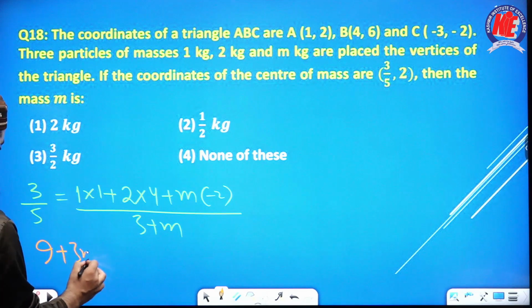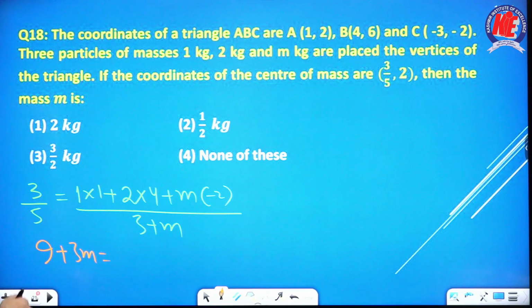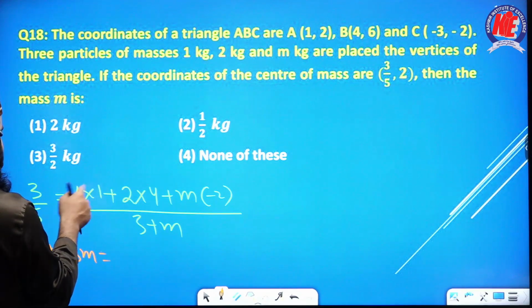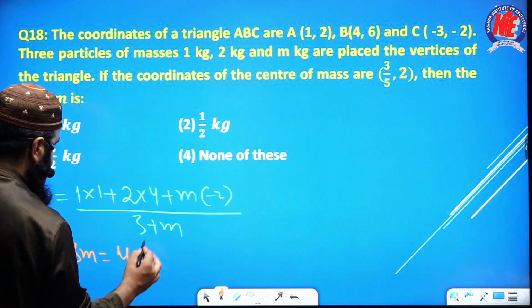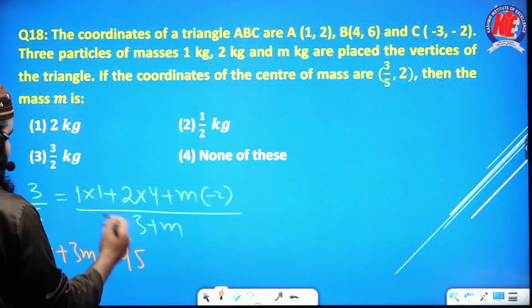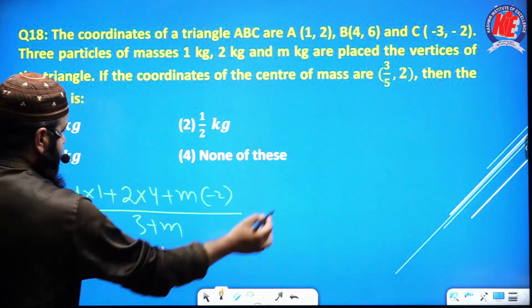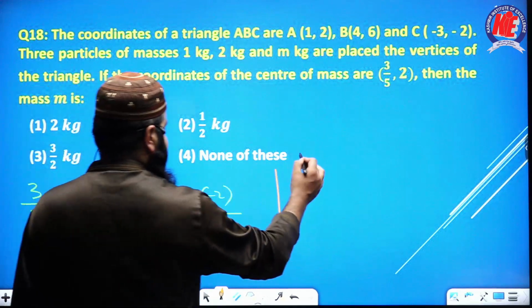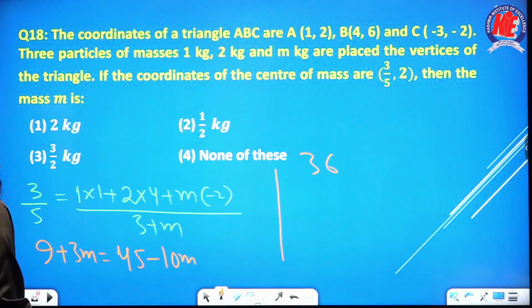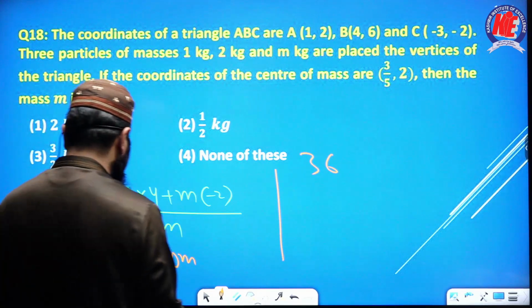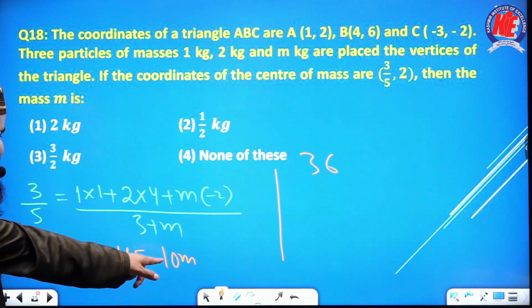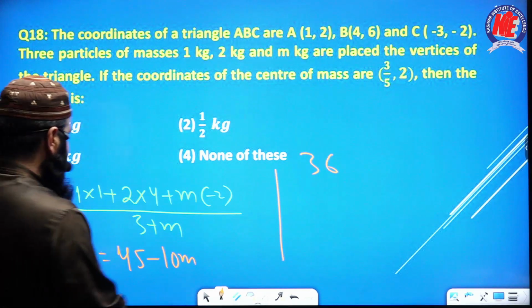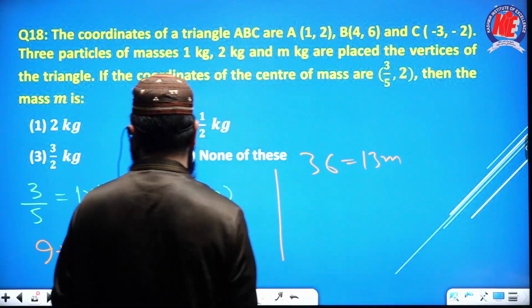9 plus 3m, 3 3s are 9 and 3 into m is 3m, is equal to... come here: 1 1 and 1 plus 4, 2 and 8, 8 plus 1 is 9, 9 5s are, if I'm not wrong, 45, and from here -2m into 5 is -10m. Let us simplify it further. Bring the 9 there: 45 minus 9 will be 36. Bring -10m here, so it becomes +10m, that will be 3m plus 10m, 13m.